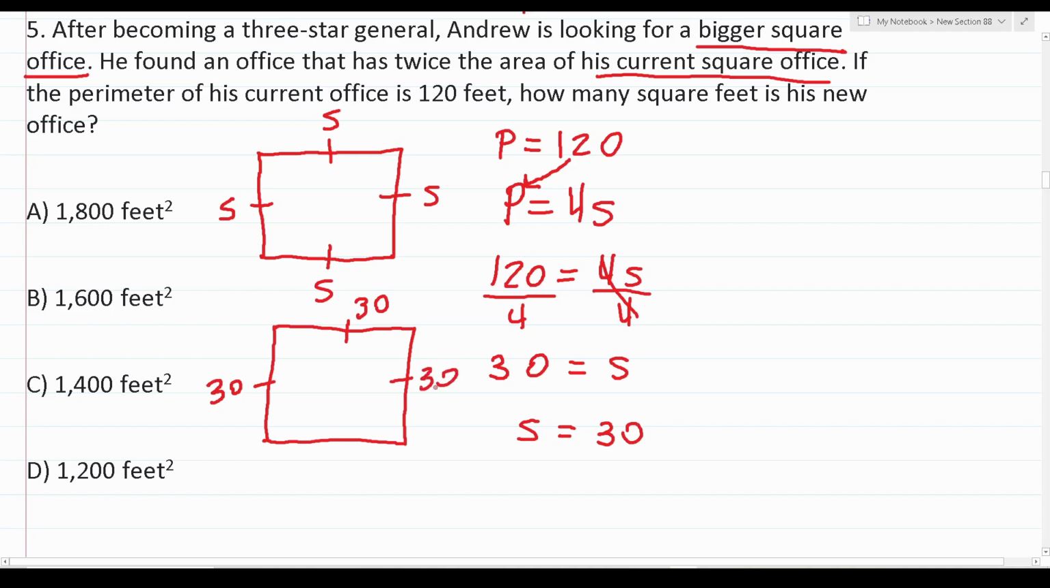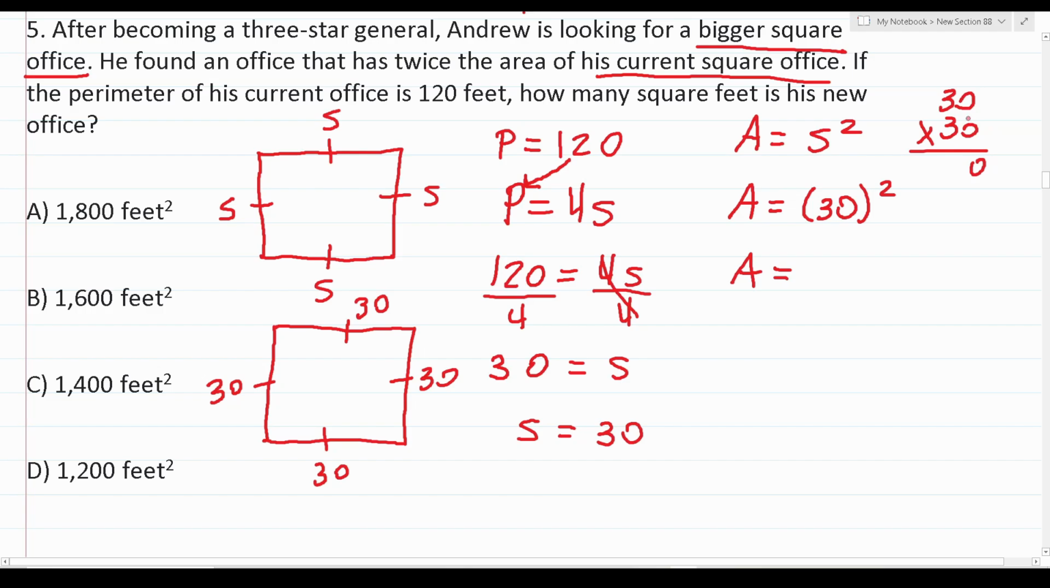All right. So now let's find the area of his current office. And again, the area of a square is given by the formula area equals sides squared. In this case, we know what its sides are. So this becomes area equals 30 squared. All right. And you should be able to do that in your head, but if you can't, you can always do it off to the side very quickly.